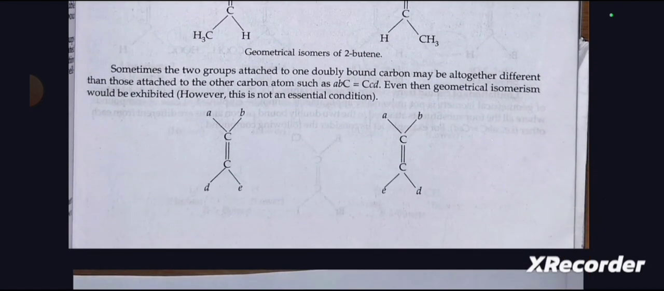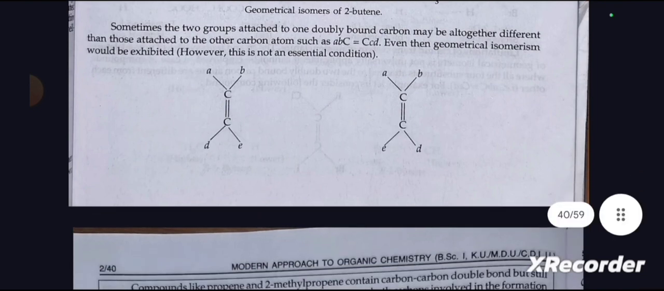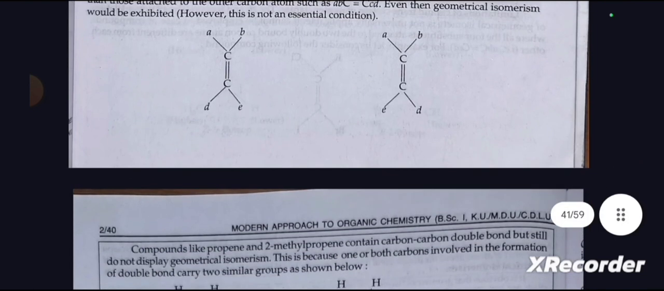Sometimes the two groups attached to one doubly bonded carbon may be altogether different from those attached to the other carbon atom, such as ABC=CDE. Even then geometrical isomers would be exhibited, however, this is not an essential condition. ABC=CDE, ABC=CED.